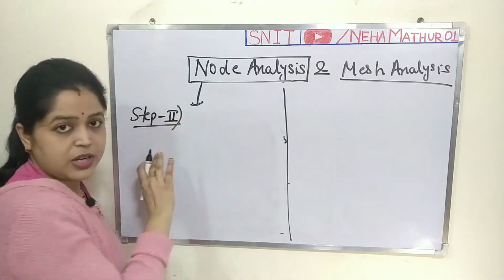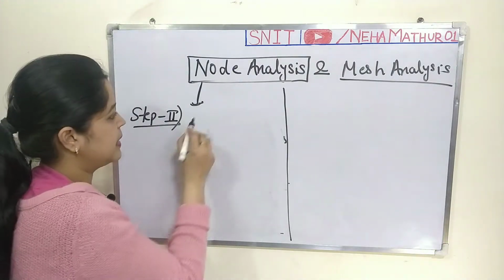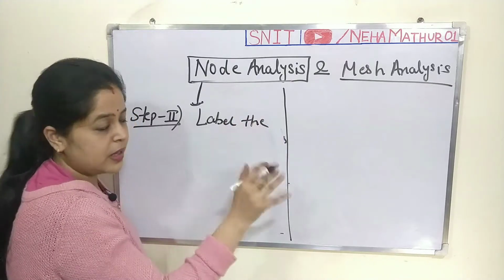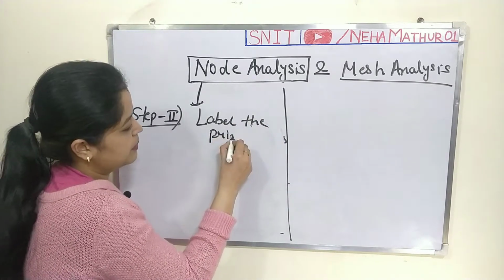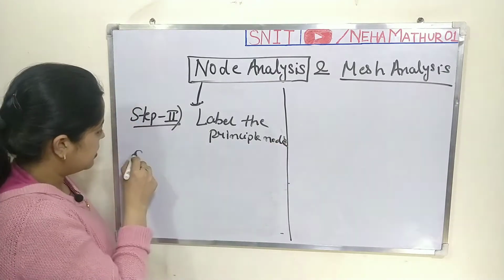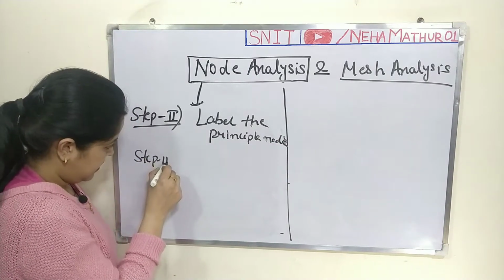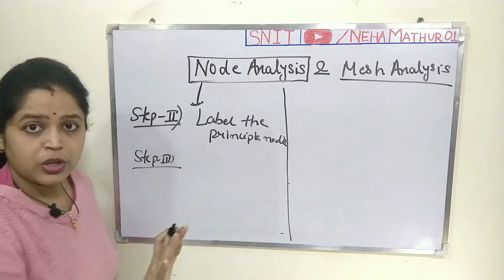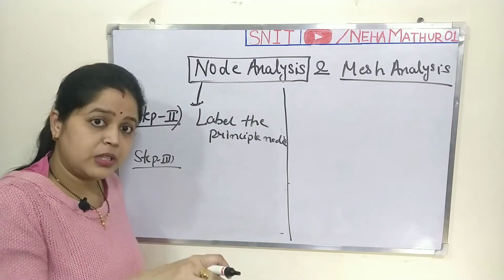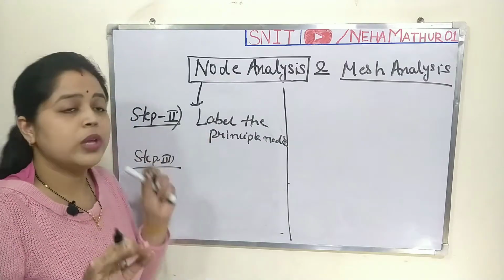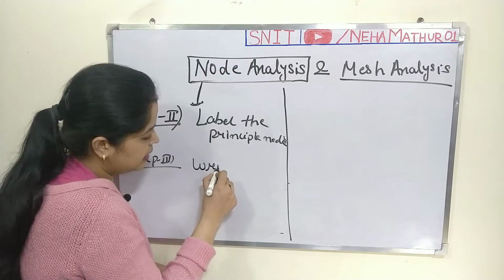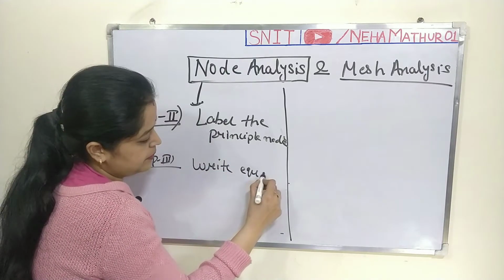I am again mentioning the third step. So you have done the identification of your principal nodes. You also mark the specific labeling related to each principal node. Now the third task is to write equations.